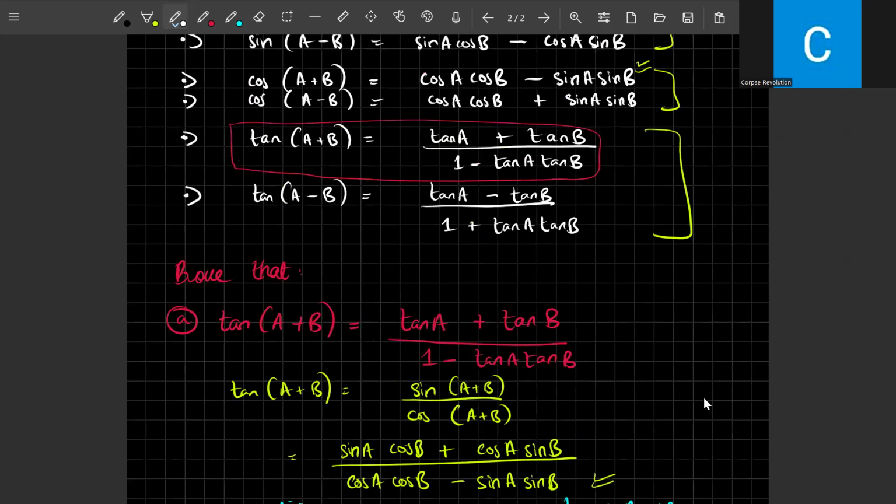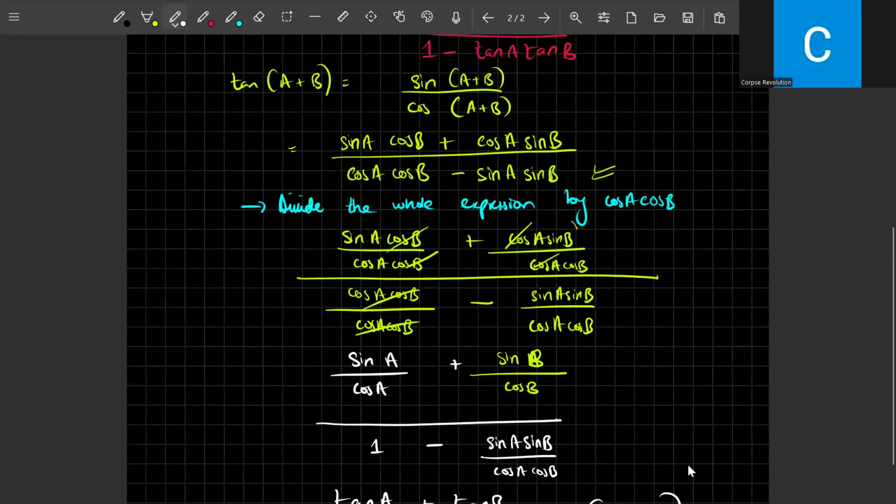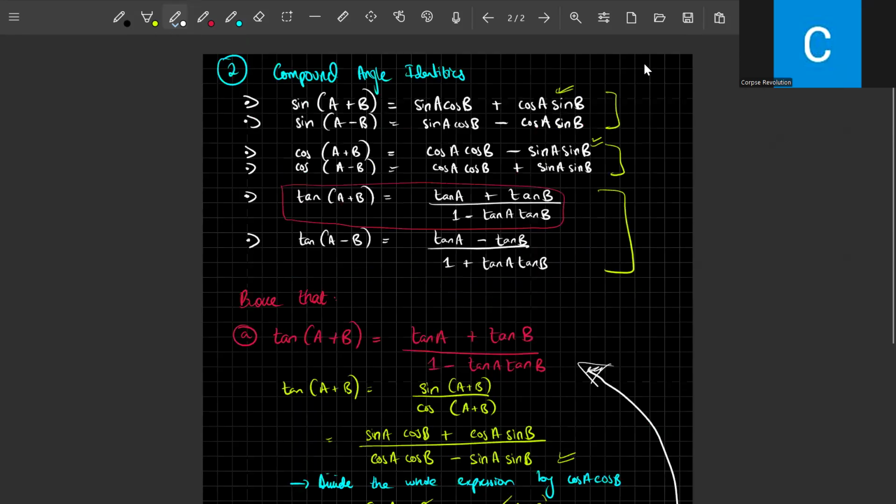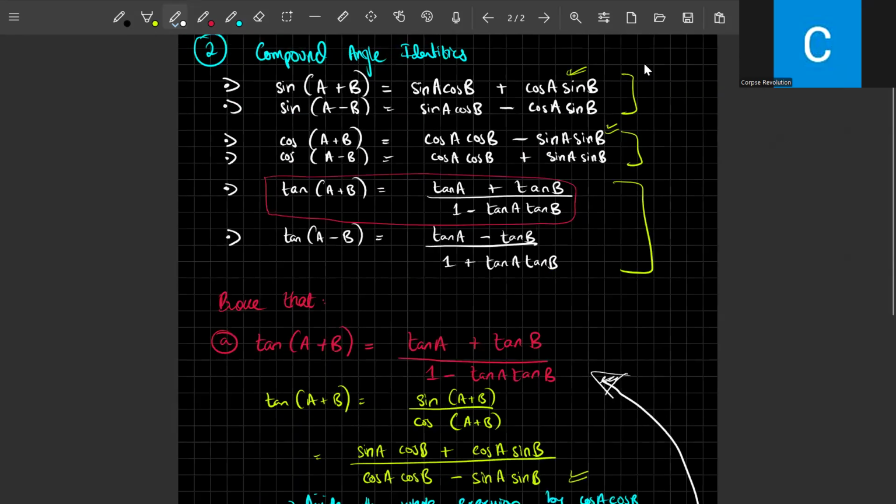This is what we had to show. So these are compound angle identities which you have to learn by heart.